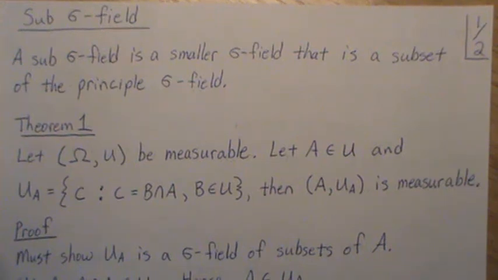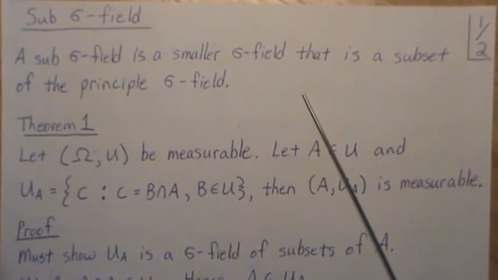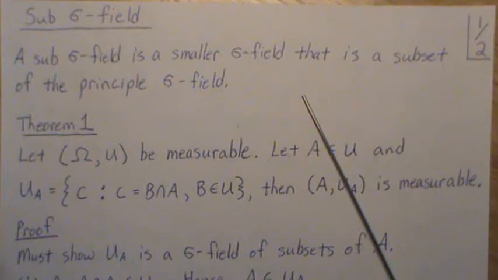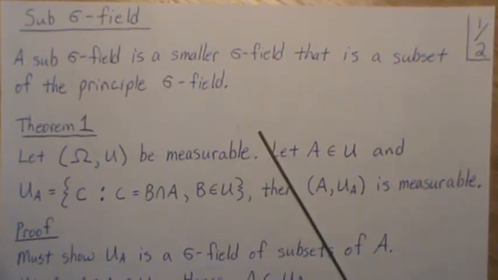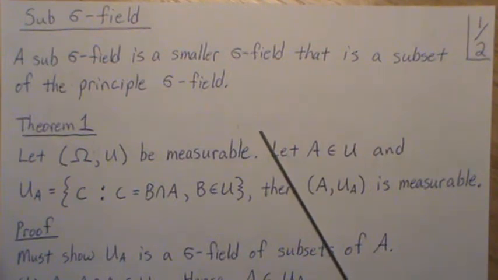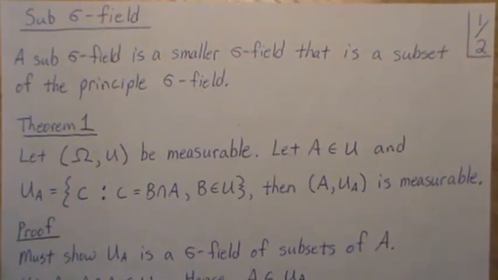Hello, this is the next video in a playlist that I'm calling Probability Theory, and we're going to look at sub-sigma fields in this video. Now, a quick definition: a sub-sigma field is a smaller sigma field that is a subset of the principal sigma field. And in statistics, this is so important, from conditional probability, conditional expectation, to sufficient statistics. And so the two videos that we're going to review will be used over and over again in these videos.